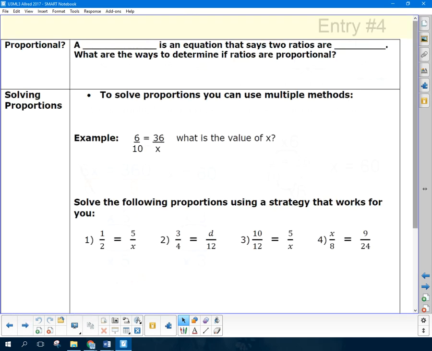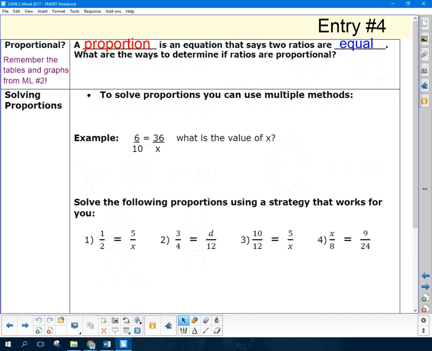Here we go. This is entry number 4 in the table of contents. Let's get started. Proportional, what does that word mean? Remember the tables and graphs from mini lesson 2. We said a proportion is an equation that says that two ratios are equal. So we're going to have two ratios.